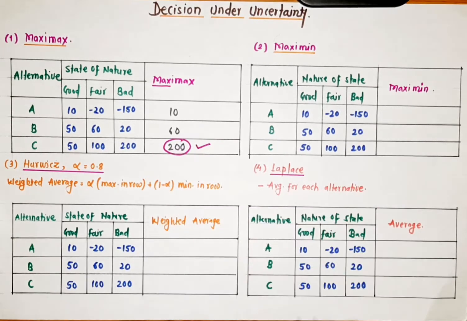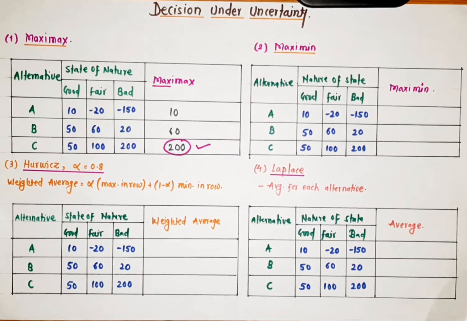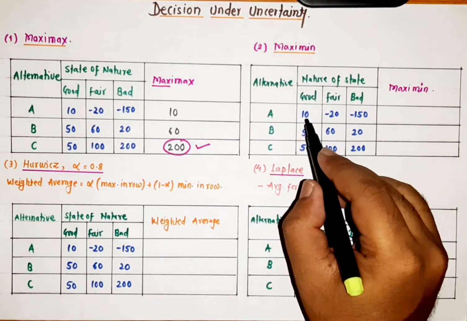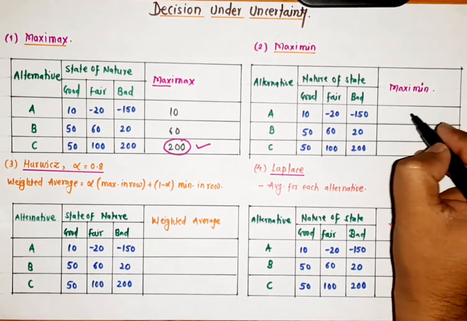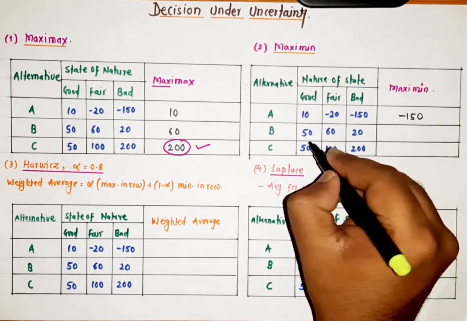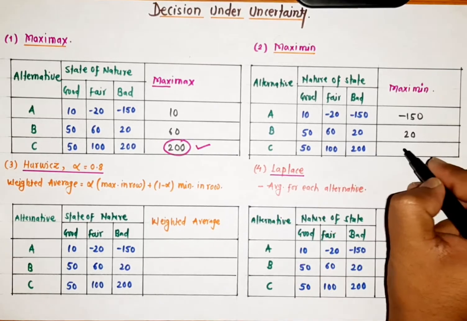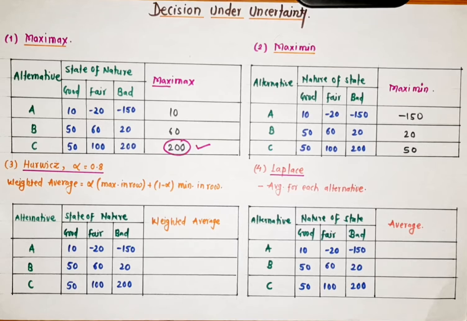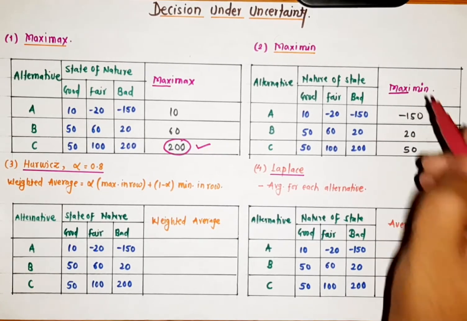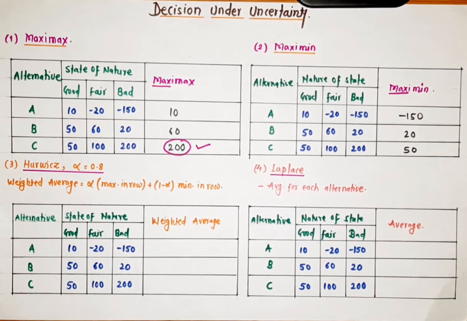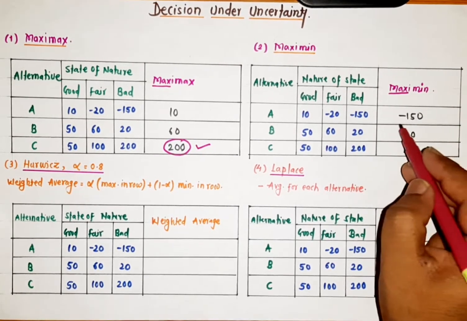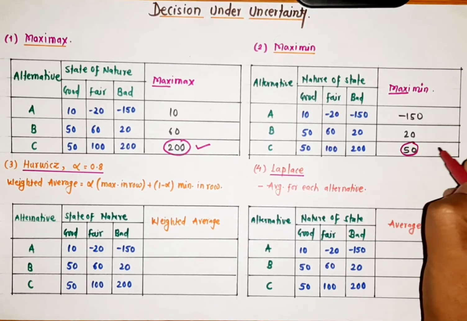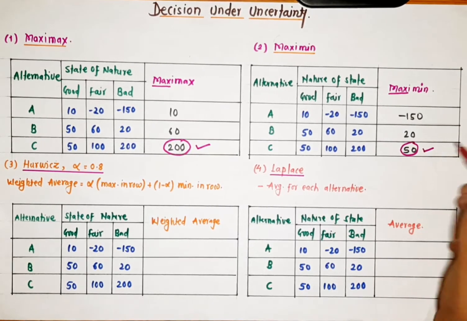Choose C option. Let us calculate the second one, which is Maximin. Now we want to calculate the minimum value in each row. Here the minimum value is minus 150, here 20, here 50. But what this says is the maximum of the minimums. So this is our answer. We want to find the maximum value for this. What is the maximum value? It's 50. Therefore choose option C.